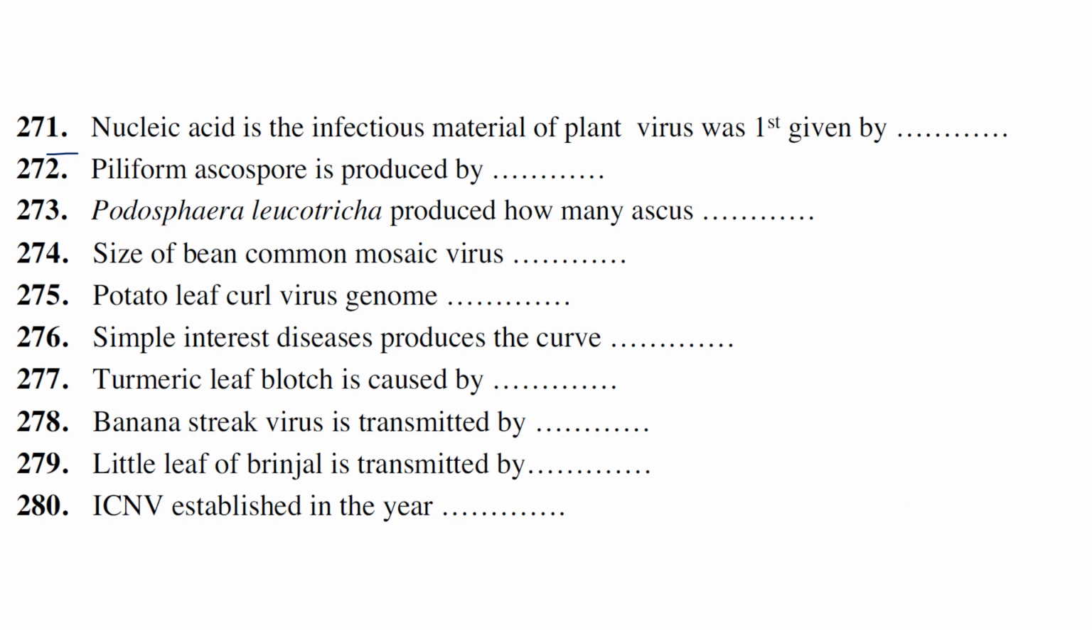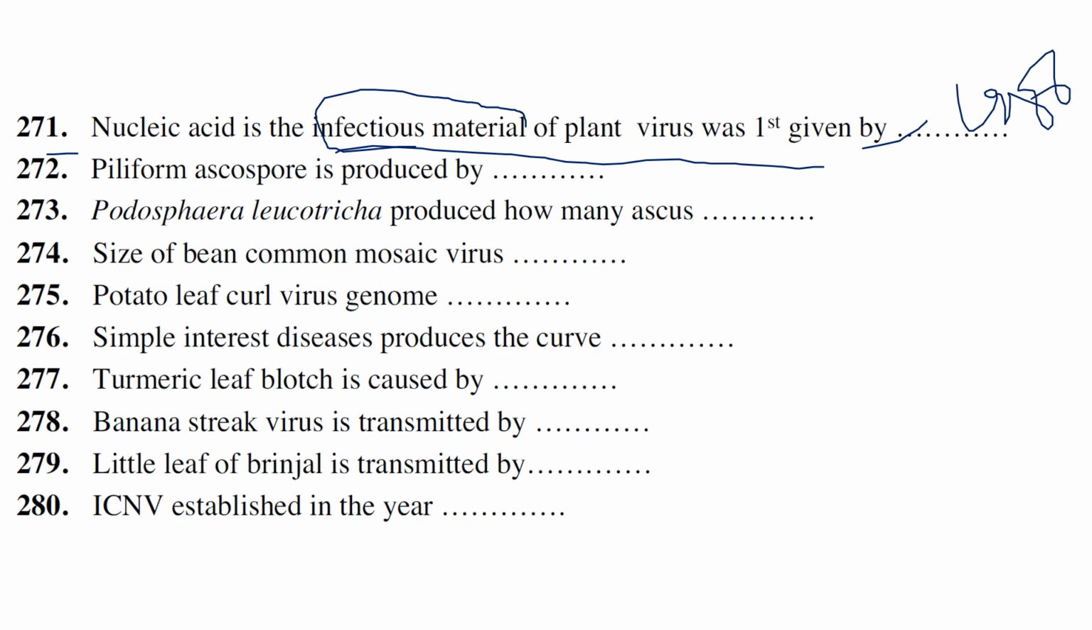Nucleic acid is the infectious material of plant virus. This question was repeatedly asked in the previous NETs. I saw this question around 2 or 3 times. Nucleic acid is the infectious material of plant virus was first given by... Before, W.M. Stanley thought that the protein coat is the infectious material, but no. Nucleic acid is the infectious material which is causing the infection. This discovery was first given by Gierer and Schramm in 1956.